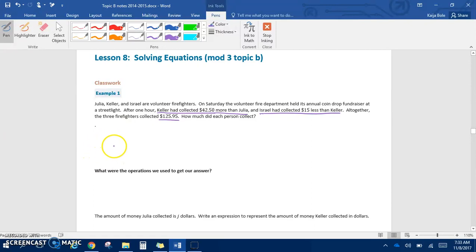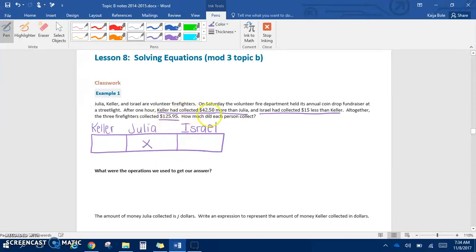Alright, so first I'm going to draw the visual here. So we're going to need 3 boxes, one for each person. So we have Keller and Julia and Israel. So now they said that Keller had collected $42.50 more than Julia. So we don't know what Julia has at all, so Julia is just going to be X.